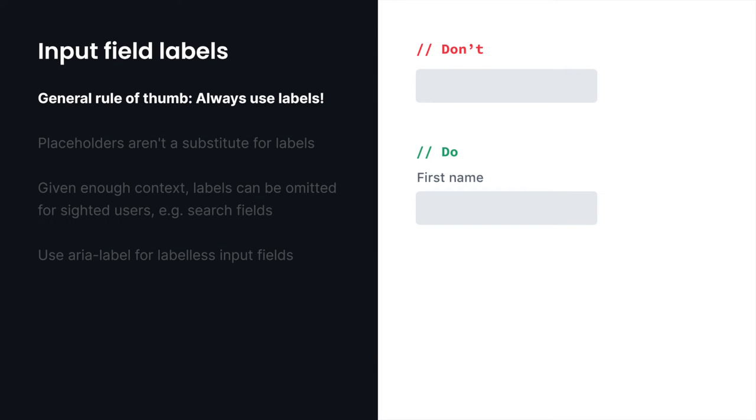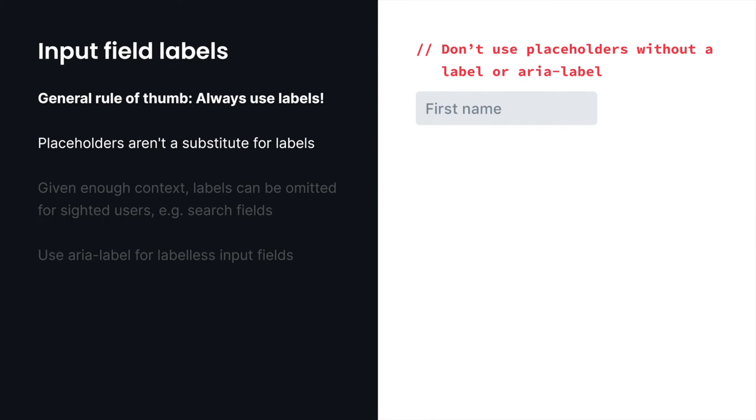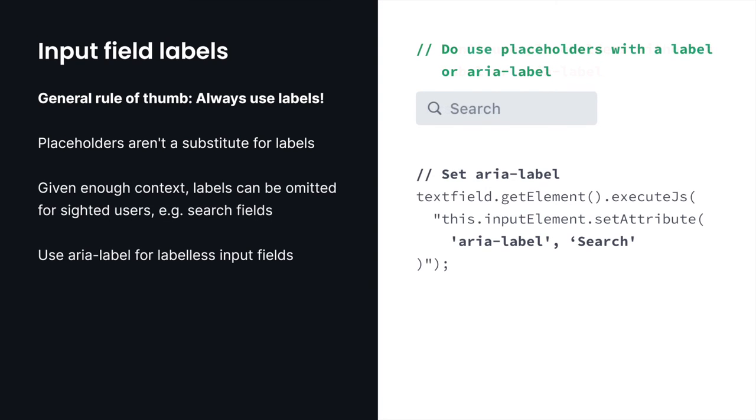Input fields should generally always have a label. If a label isn't set, screen reader users won't be able to tell what the input field is for. For example, a text field without a label will be announced as edit text. But given a label, screen readers will first announce the label and then the type of input you're expected to enter. Placeholders aren't a substitute for labels, because they won't necessarily be picked up by screen readers. However, given enough context, there are situations where you can omit the label for sighted users, for example in search fields and in grid column filters. In those cases, you must set an aria label for the input field so that screen readers can interpret them correctly.